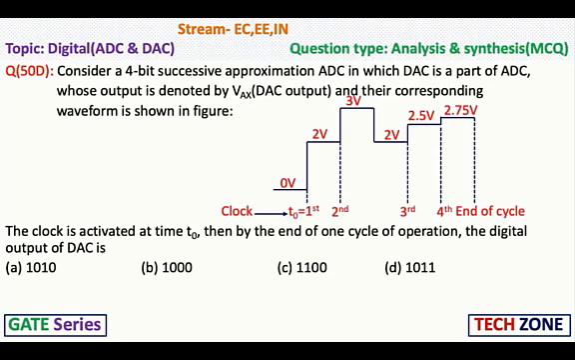Next, consider a 4-bit successive approximation ADC in which the DAC is a part of the ADC, whose output is denoted by VAX, that is the DAC output, and the corresponding waveform is shown in the figure. So this is the waveform here for VAX. The clock is activated at time t0. Then by the end of one cycle of operation, the digital output of the DAC is: option A 1 0 1 0, option B 1 0 0 0, option C 1 1 0 0, option D 1 0 1 1.